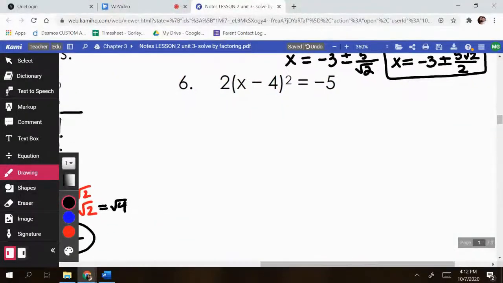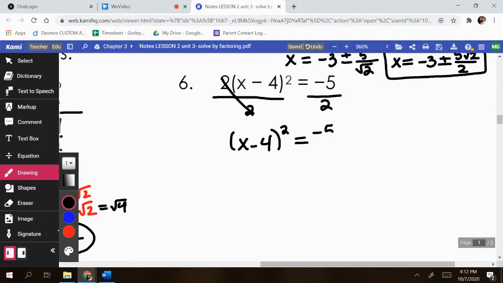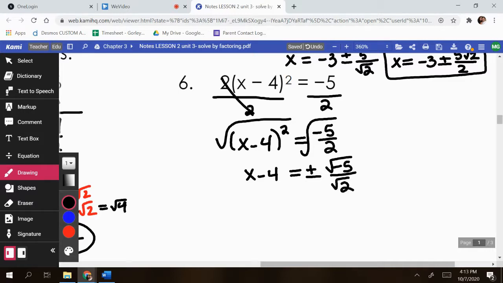Okay, for this one we have to figure out what we're squaring. Here we're squaring x minus 4, so I have to isolate that quantity. Okay, so I'm going to start by dividing both sides by 2. We get x minus 4 squared equals negative 5 over 2. Square root both sides. We get x minus 4 equals plus or minus the square root of negative 5 over the square root of 2. And then here we would add 4 to both sides to get x by itself. So we get x equals 4 plus or minus the square root of negative 5 over the square root of 2.